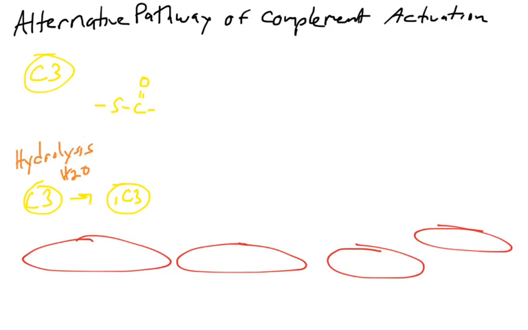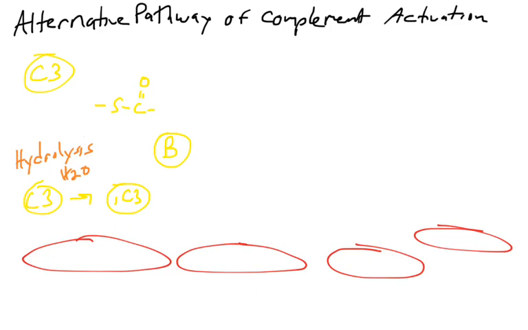And C3 has a thioester bond that becomes exposed, and this bond is going to allow C3 to change. It's going to allow it to be acted upon by enzymes. It's going to allow C3 to covalently attach to pathogens. So the first thing that's happening here is a conformational change in C3, and we're calling this change now iC3. Okay, so C3 approaches a pathogen, changes to iC3.